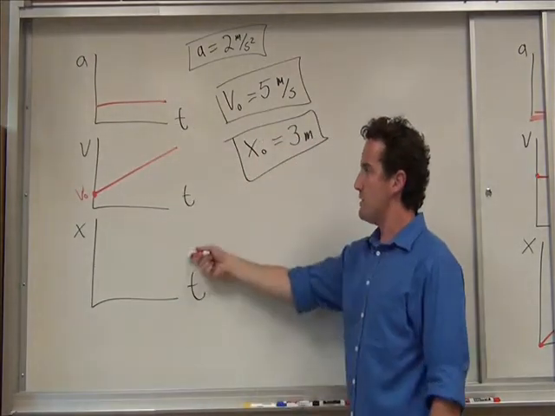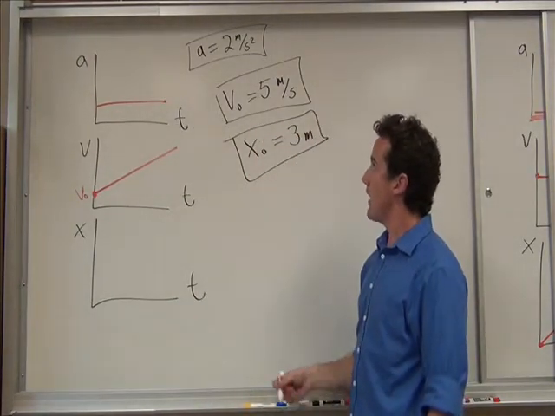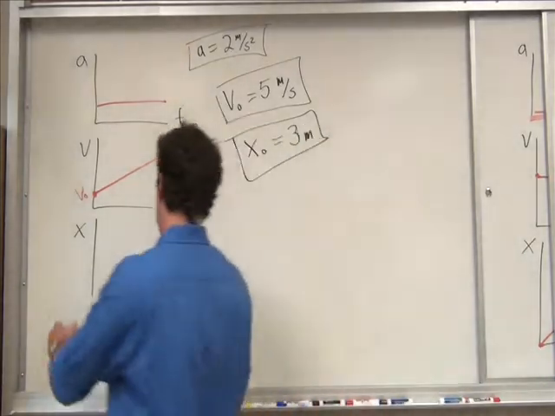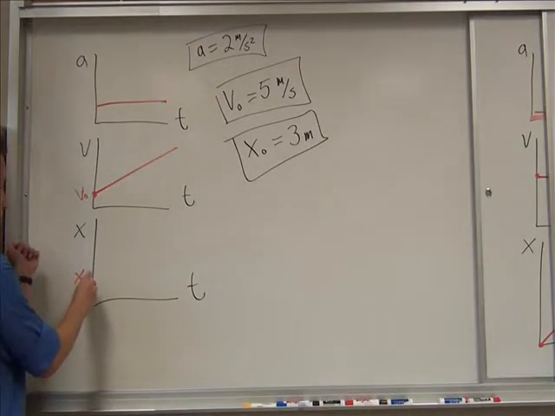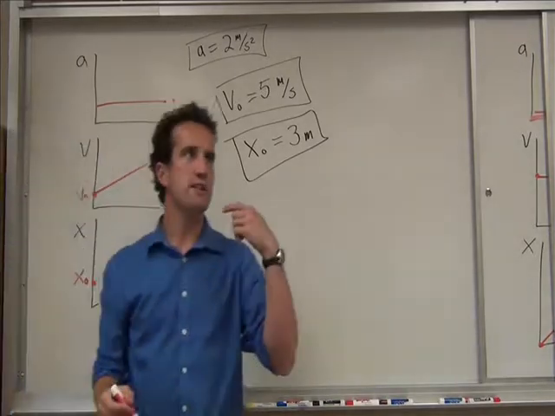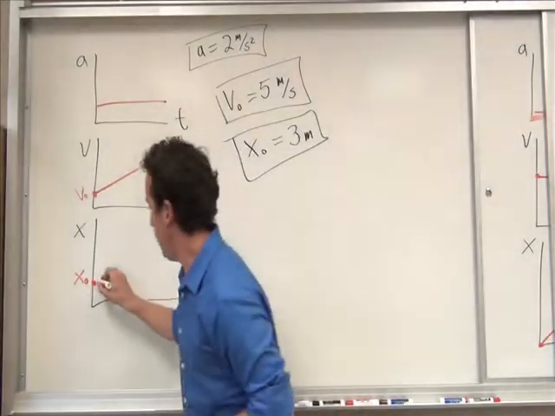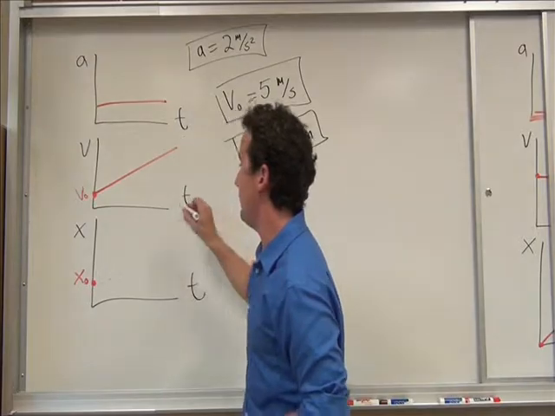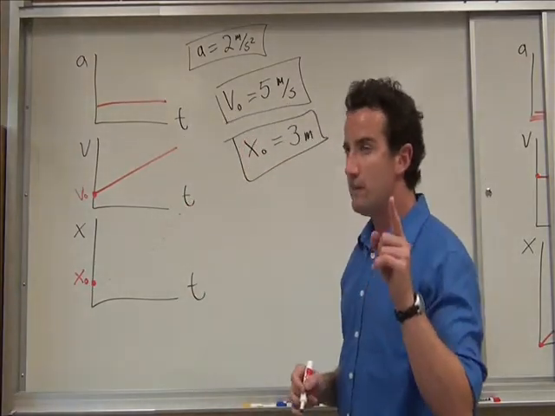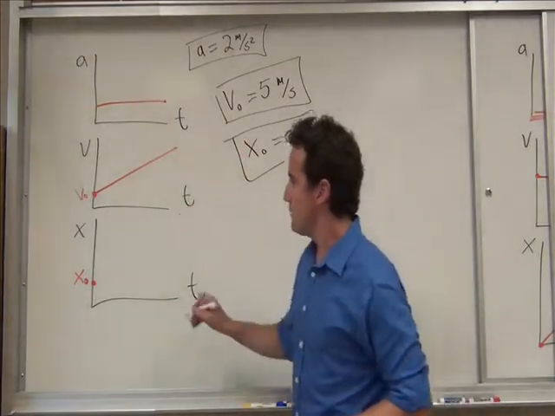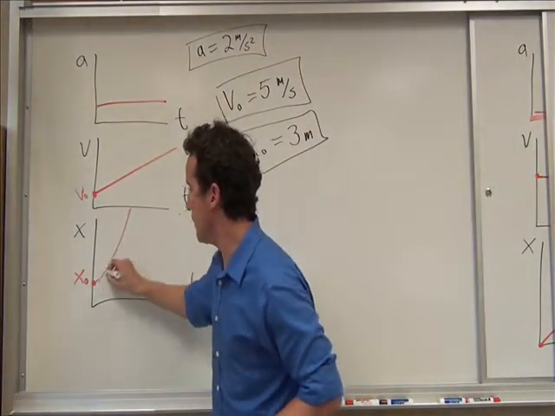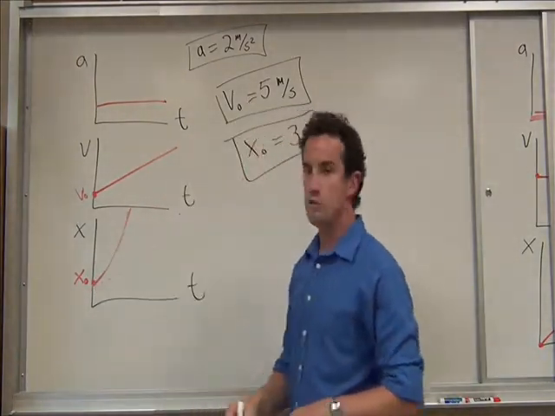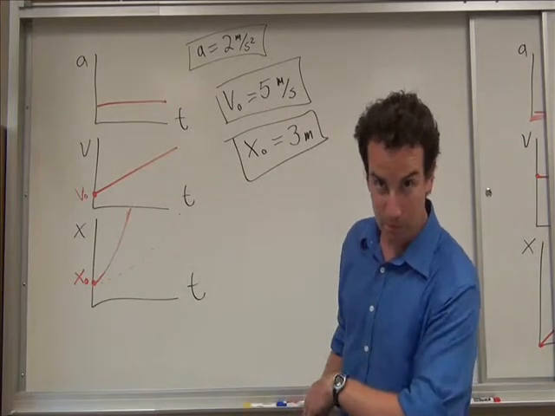Now, what about this case, x? We have an initial position of 3. I'll mark that here, x0. And we should expect a parabola, but we have an initial velocity, which means we'll actually start with a slope, which will curve into a parabola. So it starts with a slope and curves up.